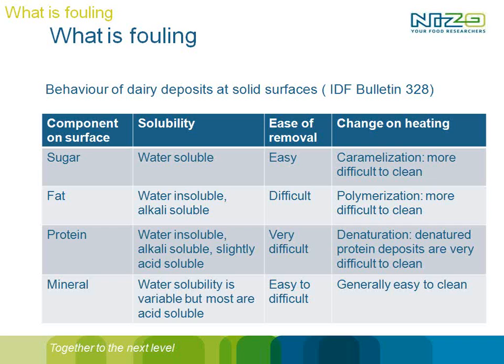To start with, you see we have sugar, and of course you all know that it's water soluble and normally pretty easy to remove. But once you've heated it, you have the risk of caramelization, and in that case it's getting more difficult to clean. However, looking at all four, it is still one of the easiest to remove during a cleaning process. So for example, in the fruit juice industry, fouling is not that big an issue. I know by experience from my previous job.